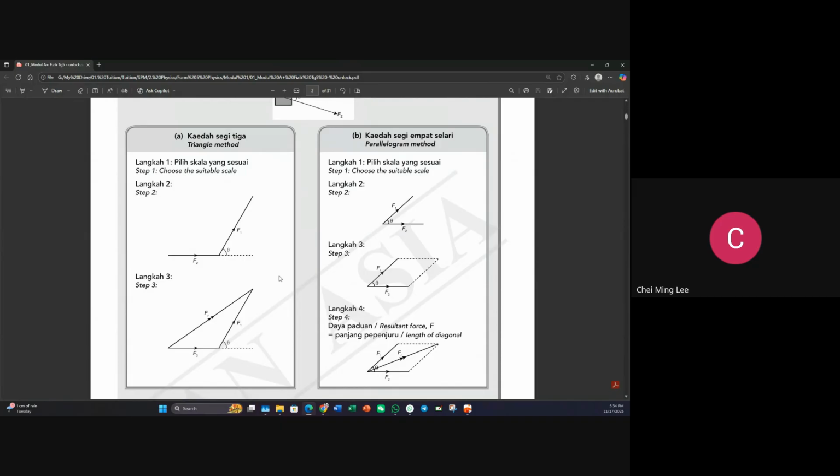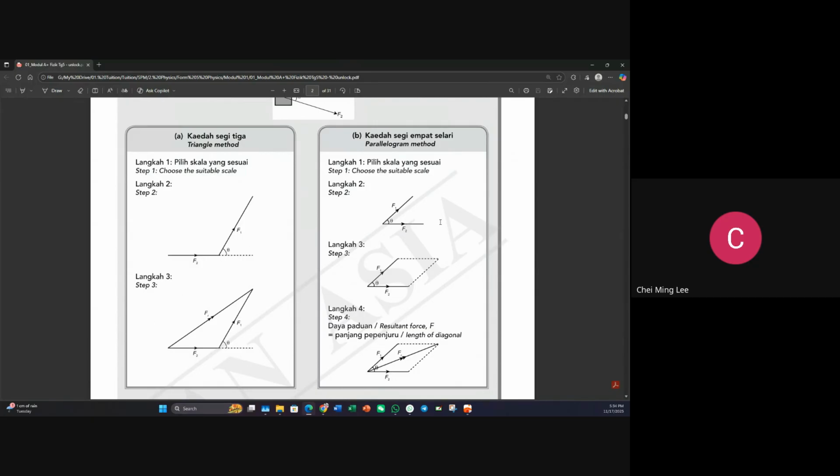And then we just use the ruler to measure, because we are drawing to scale. So we measure the length of this, then multiply by the scale. How many Newton? Then we will get the actual Newton.